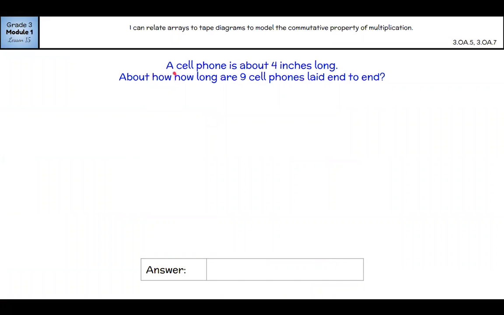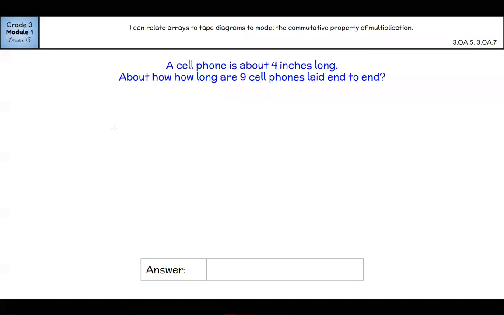Okay, so the first one says, a cell phone is about 4 inches long. About how long are 9 cell phones laid end to end? So for something like this, I immediately start to think of a tape diagram because I can even envision the cell phones laid out end to end inside of my head. So what I'm going to do is I'm going to draw a tape diagram.